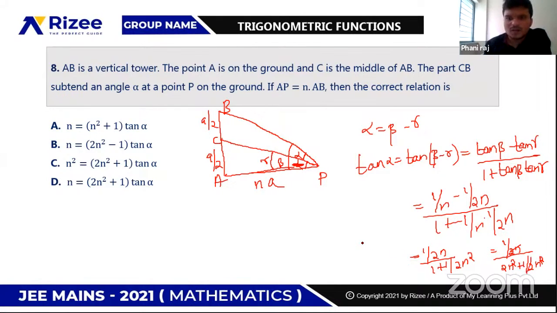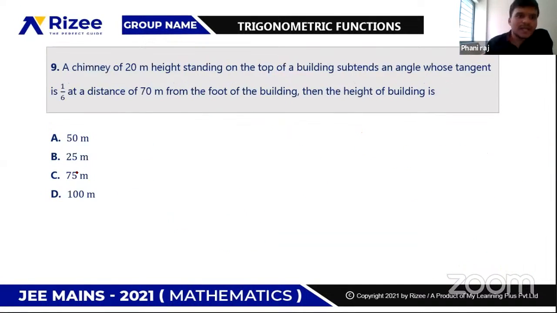So you finally get tan alpha equal to n by 2n square plus 1. That's it. Okay, so n equals (2n square plus 1) into tan alpha. Option D is the correct answer. That was the eighth one. Next, the ninth question.